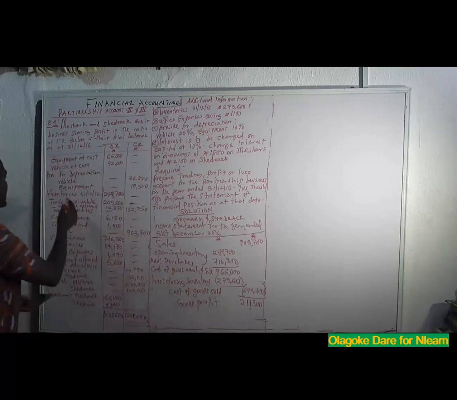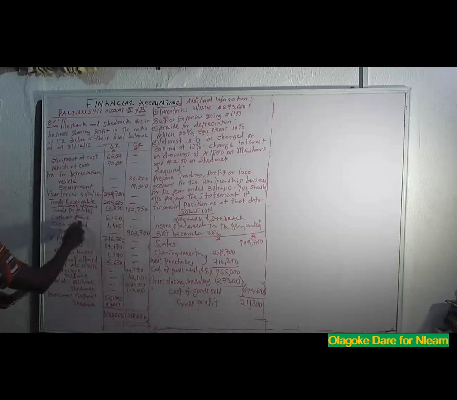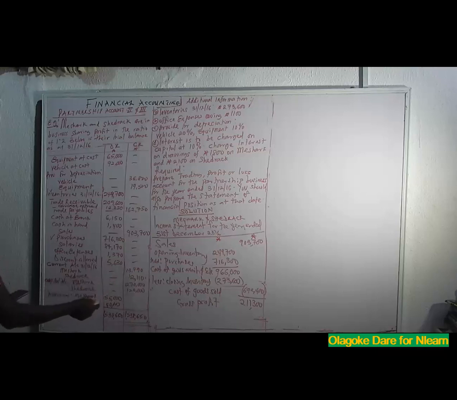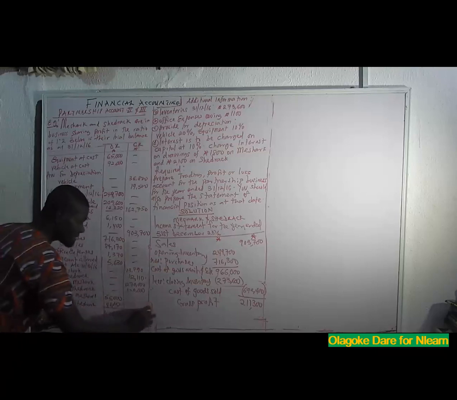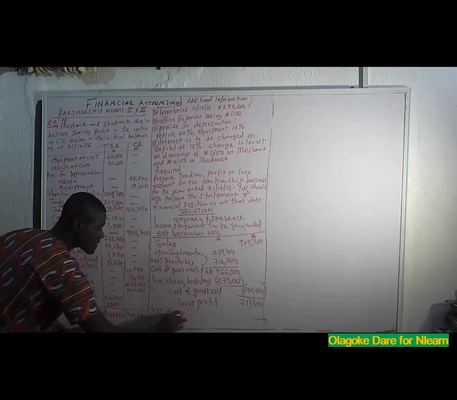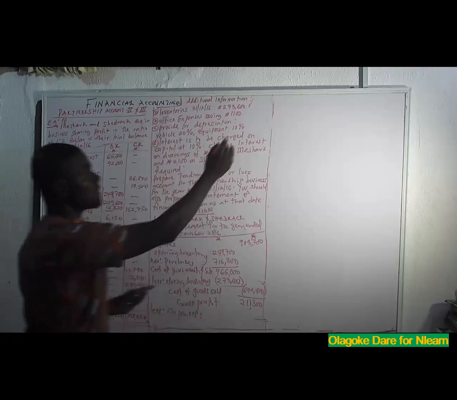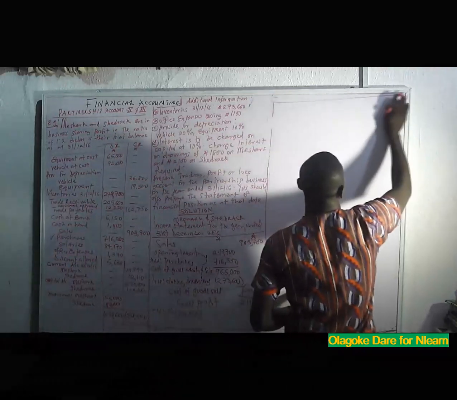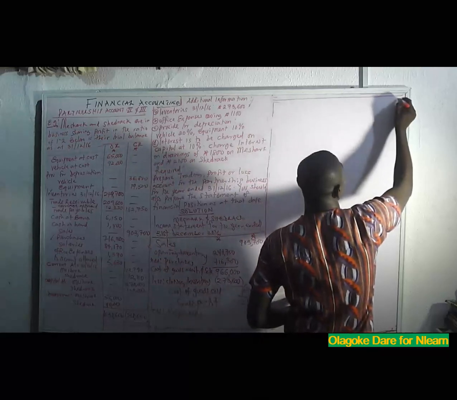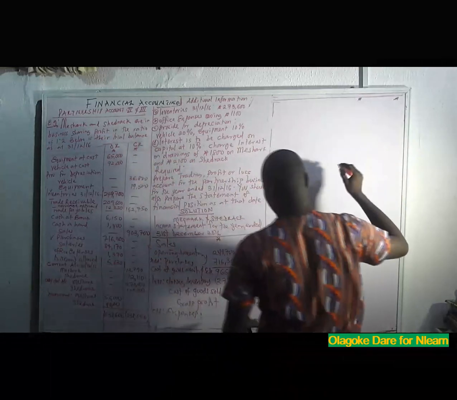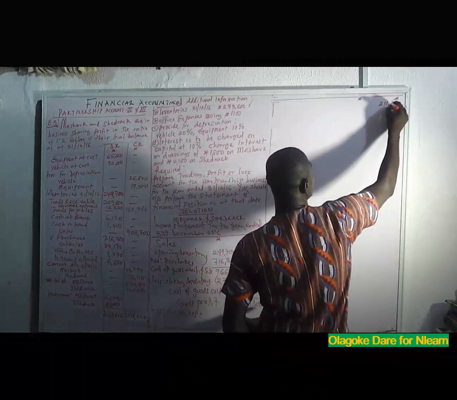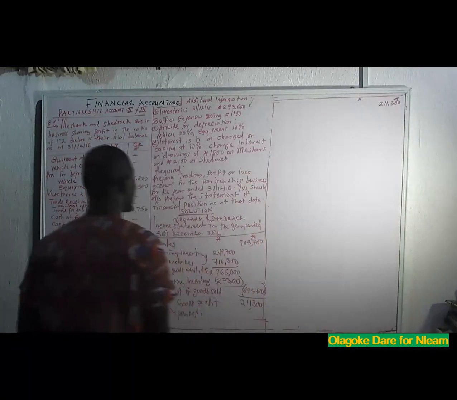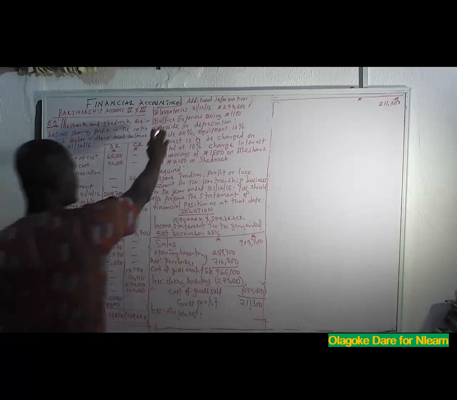Let's see, do you have any other income? This is my creditor. No other income. So I will deduct expenses. So let me continue from here with my expenses. We all know that my gross profit is 211,300. So my expenses, let me pick them one after the other. Let me start with this.